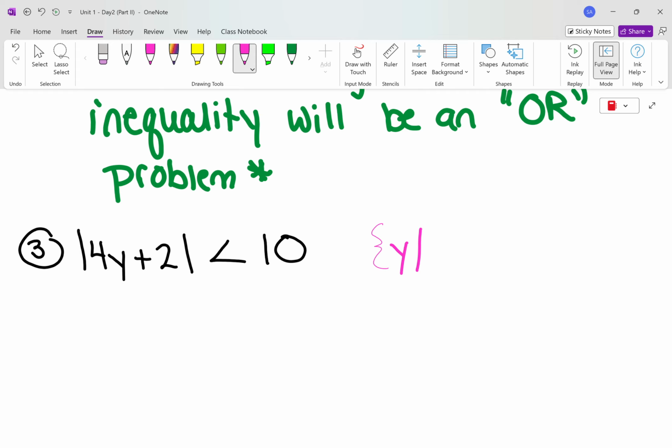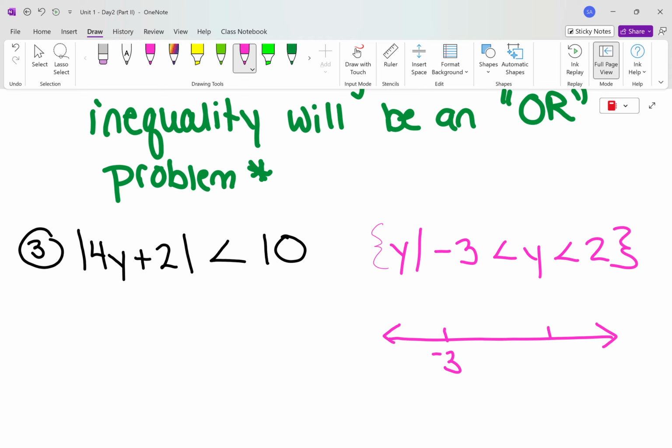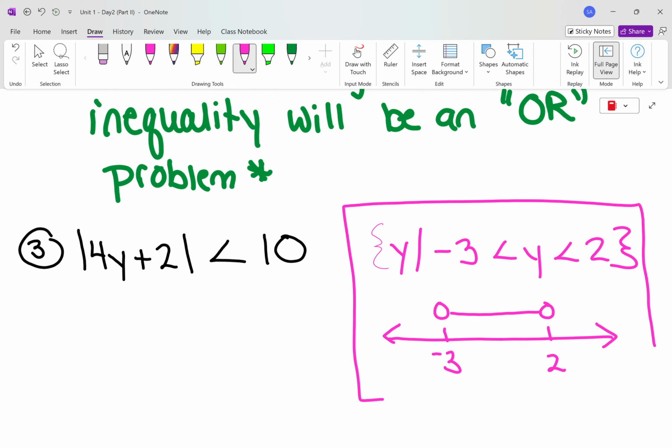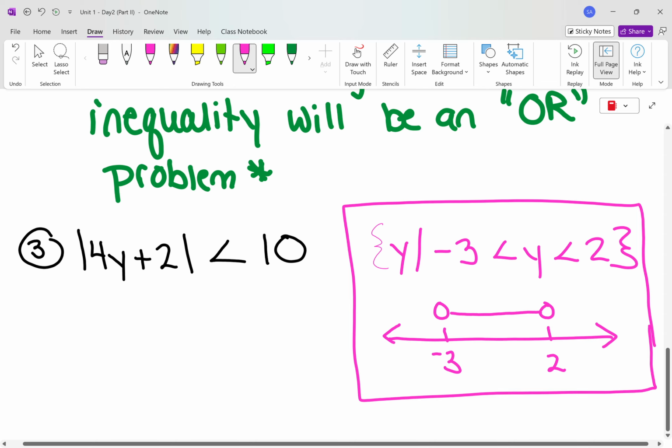Who has a solution set for me? What's your name? Pranav. Y such that -3 is less than y is less than 2. Perfect. And then your graph of this solution set will be -3, +2, open circle, segment between them. Anybody need to see me do this problem? Don't be shy if you do.